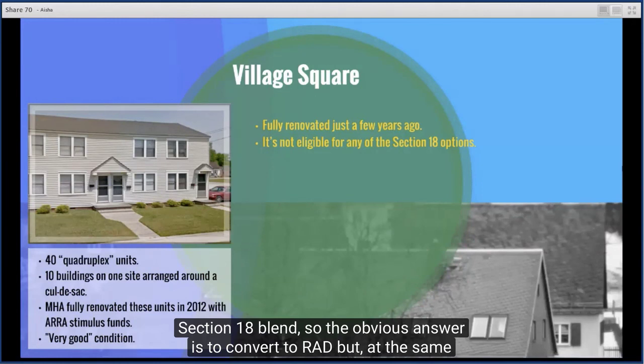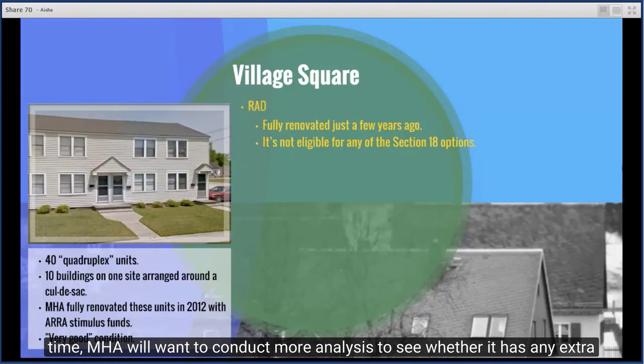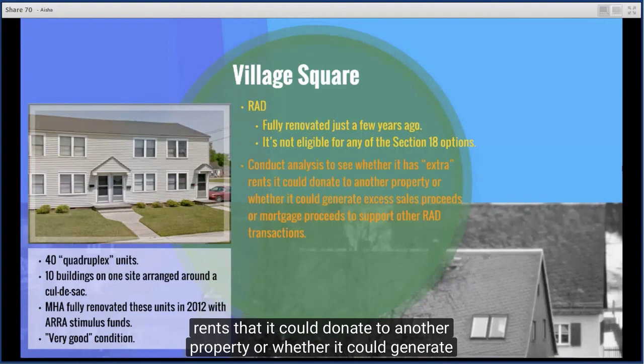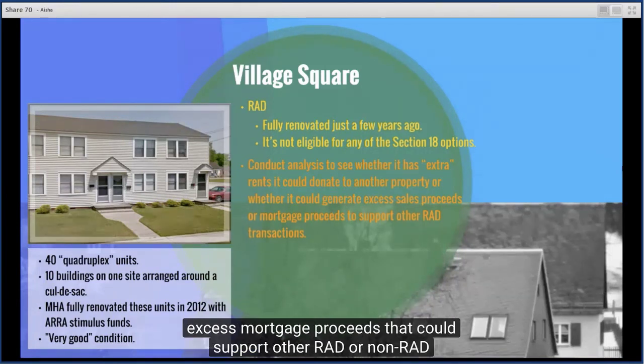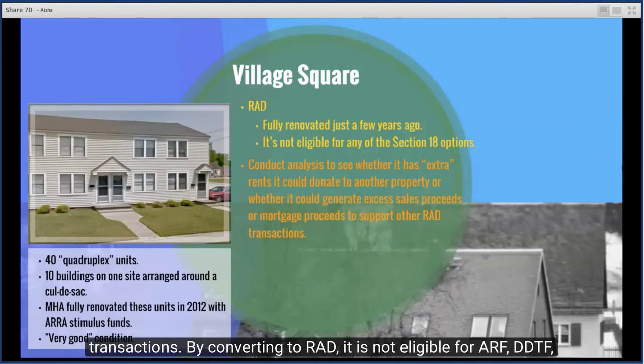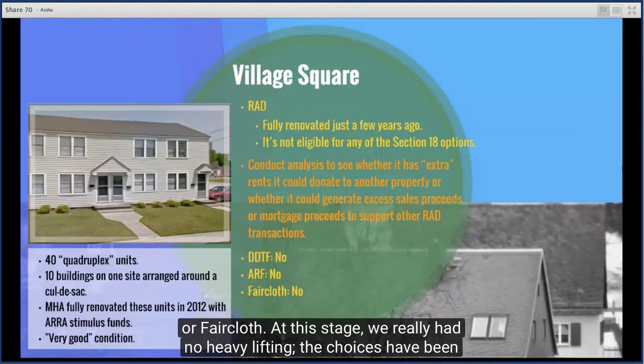So the obvious answer is to convert to RAD, but at the same time, MHA will want to conduct more analysis to see whether it has any extra rents that it could donate to another property, or whether it could generate excess mortgage proceeds that could support other RAD or non-RAD transactions. By converting to RAD, it is not eligible for ARF, DDTF, or Faircloth.